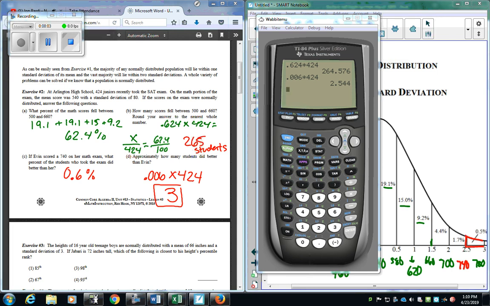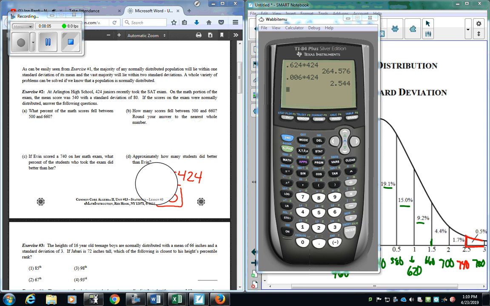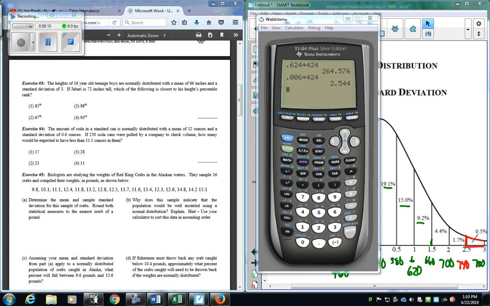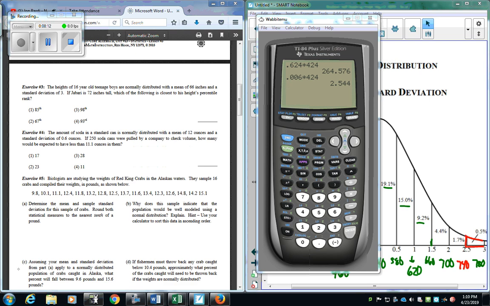Now let's try another example. If you go to the next page, exercise 3. It says the heights of 16-year-old boys are distributed with a mean of 66 inches and a standard deviation of 3. And if Jabari is 72 inches tall, which of the following is closest to his height percentile rank? So a percentile rank is just a ranking from 0 to 100 that goes through what percentage they fall and what percent of people would be below them.